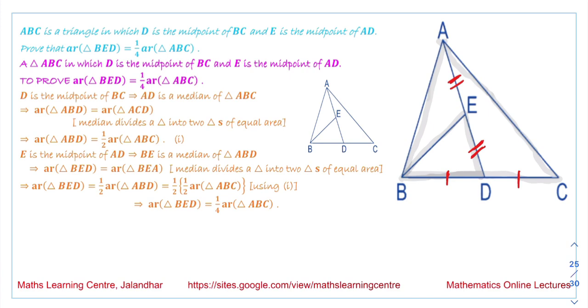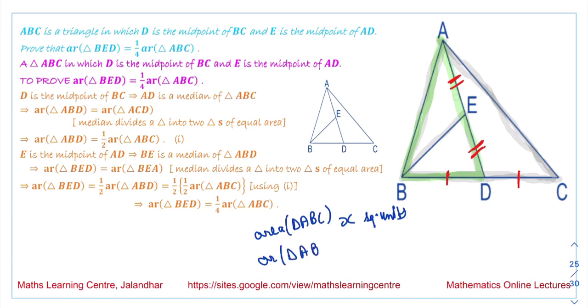So if we look at this triangle ABC, we have D as the midpoint over here. It means AD is the median. So what we get is that the area of this triangle ABD is half the area of the triangle ABC. Suppose the area of the triangle ABC is x square units. Now area of triangle ABD is equal to half of x square units. Why? Because D is the midpoint over here, it means AD is the median.